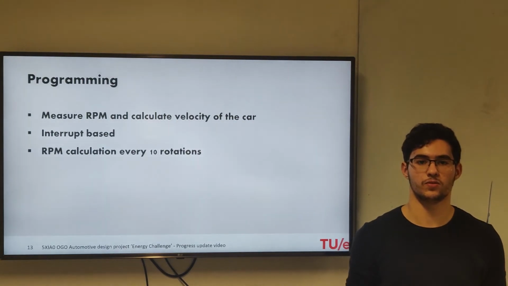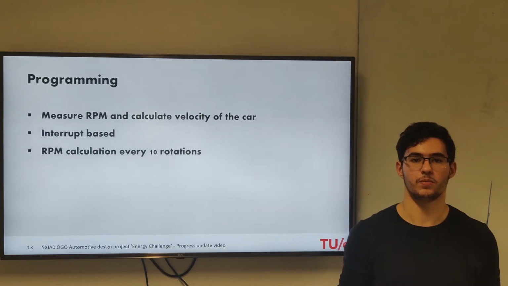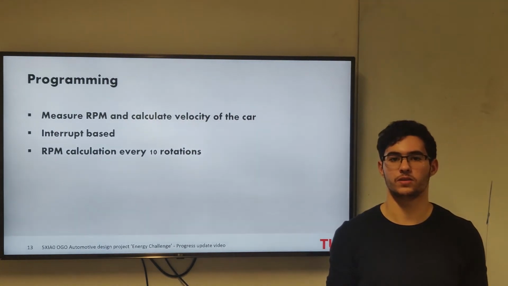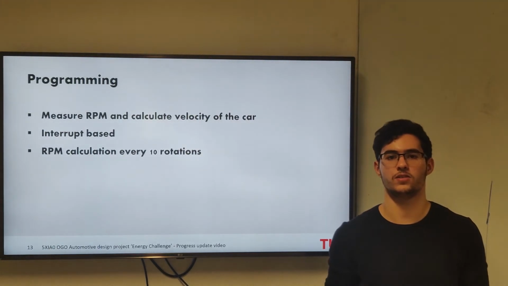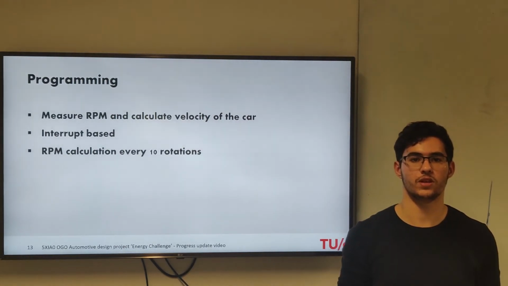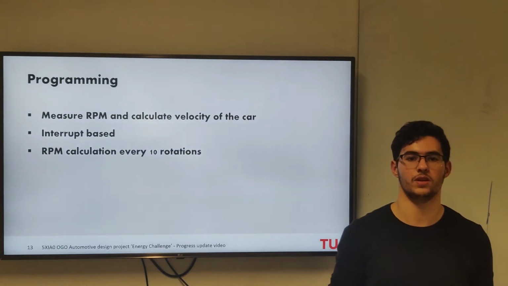We decided to first measure 10 rotations and then calculate the RPM, because with the 10 rotations we can see how much time it took to get those 10 rotations and convert that to rotations per minute. We decided to use 10 rotations because when testing, the code gave a consistent RPM reading.